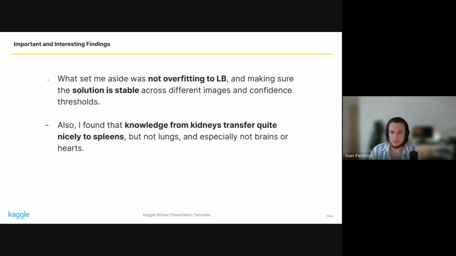Also, this doesn't really change anything, just a cool finding. I found that knowledge that my models learn based on kidneys transfers quite nicely to spleens. That's why I decided to use it as a part of my final solution. However, that's not really the case for other organs like lungs, and especially not brains or hearts. For lungs, it still predicts something and it makes sense to my eyes, but for brains and hearts, it's like complete nonsense.